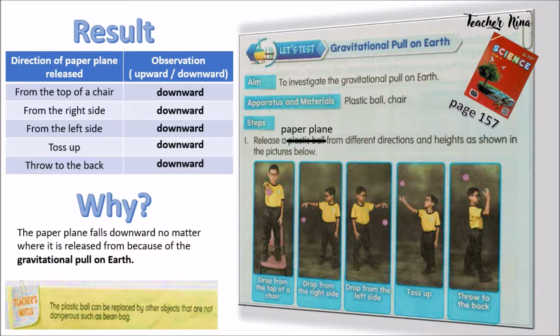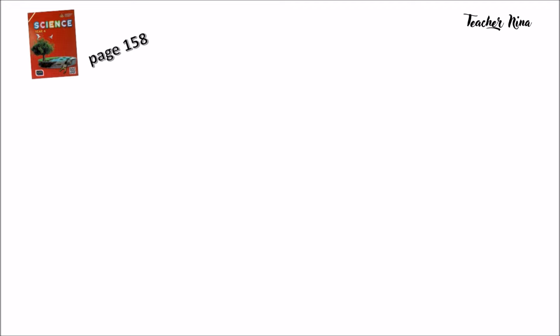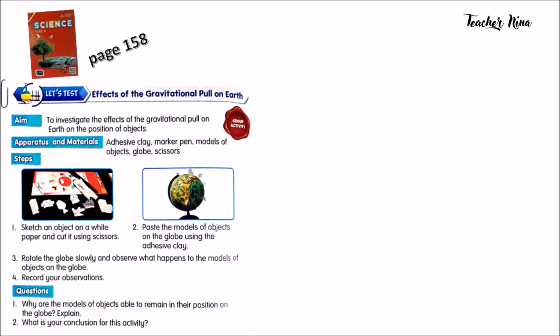right? Okay, now let's go to the next page, page 158. 158 is another test. This is quite interesting. All you need is a globe. Do you have one with you right now? Well, I do. Okay, so what you can do is you need to find a globe that works, that can spin, and also some adhesive clay.